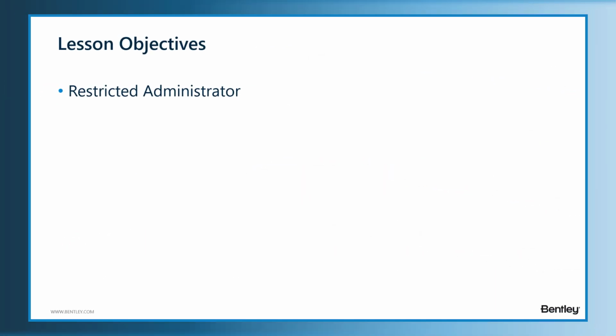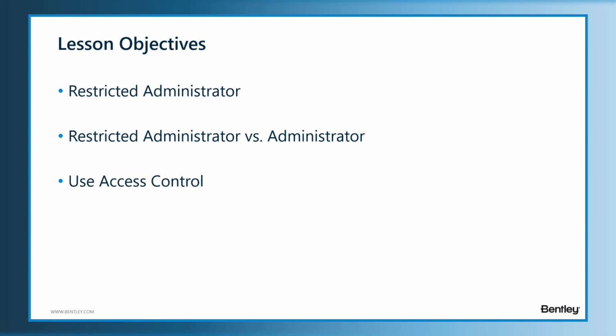In this lesson, we will learn about Restricted Administrator, what a Restricted Administrator can and cannot do, and the difference between a Restricted Administrator and a full Administrator. In the previous lesson, we discussed the user setting, use access control. We will discuss this again, the impact of disabling this option for a restricted administrator, or really the impact of disabling use access control for all ProjectWise users.